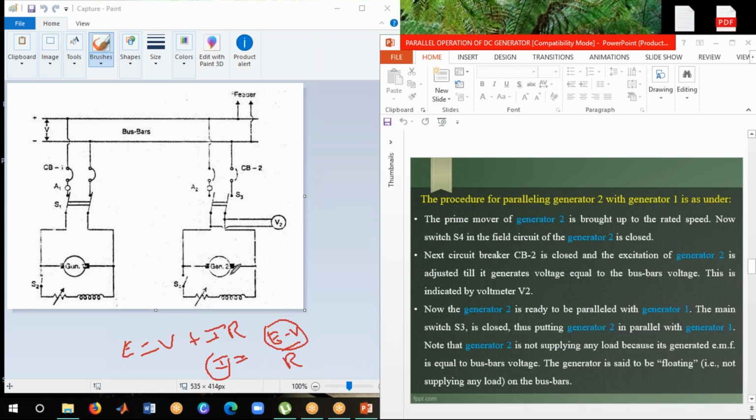So now tell me that if the load increases, what about current? Load increase అయితే current increase అవుతుందా decrease అవుతుందా? When the load is suddenly increased, what about current? Increase or decrease?